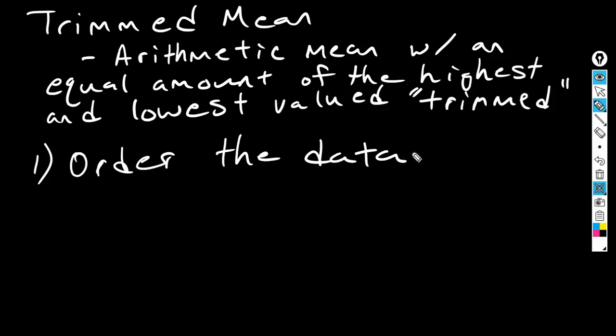The data I put up for the arithmetic mean was in order. It didn't have to be for that. Your data does not have to be in order for an arithmetic mean or a weighted mean. But it does have to be in order at a certain point for the trimmed mean. So once we get some data, we'll put that in order. The next thing that you have to do is find out how much to trim.